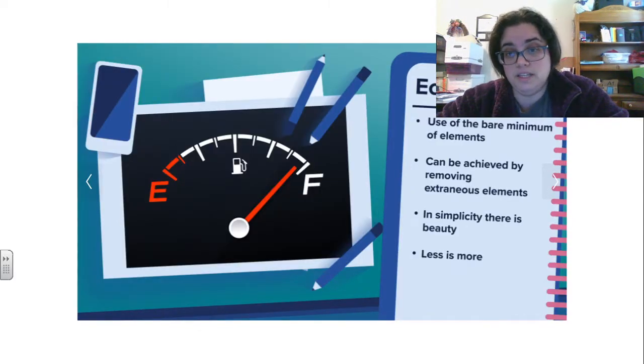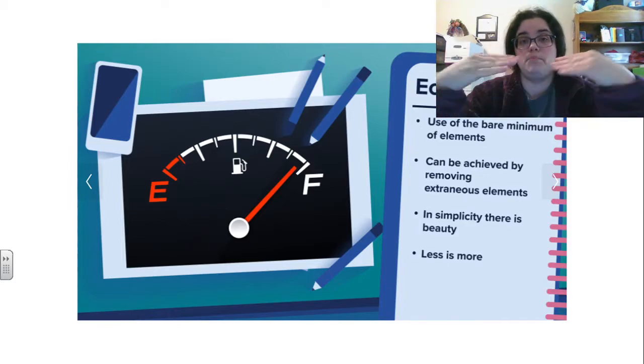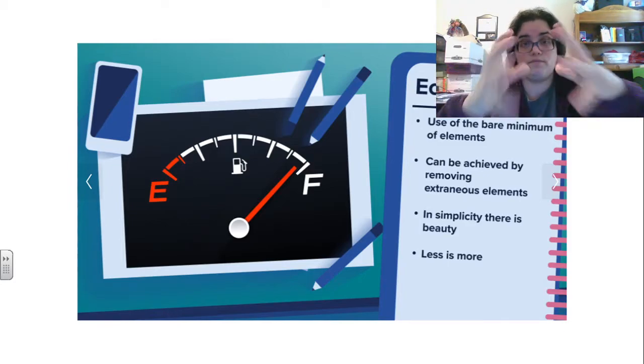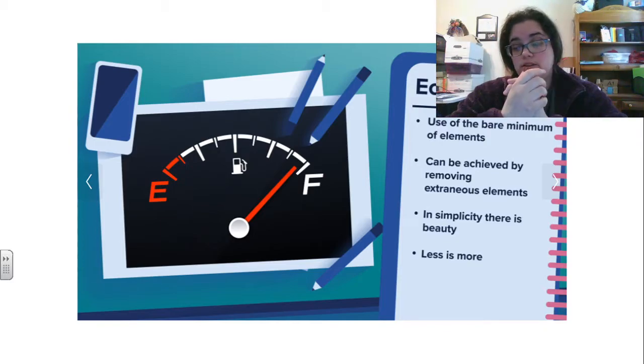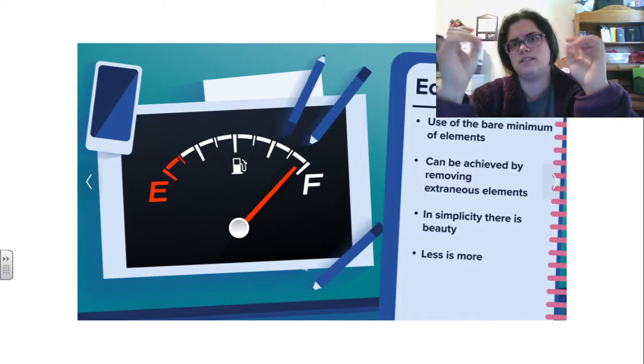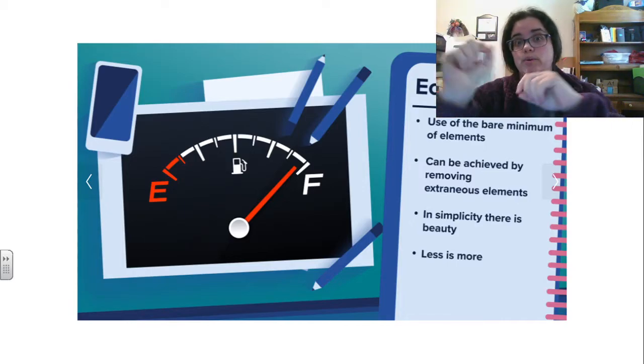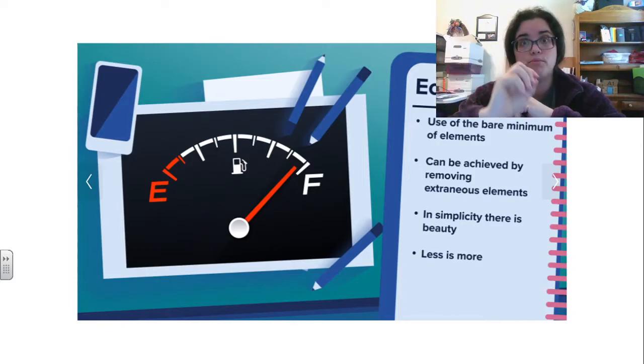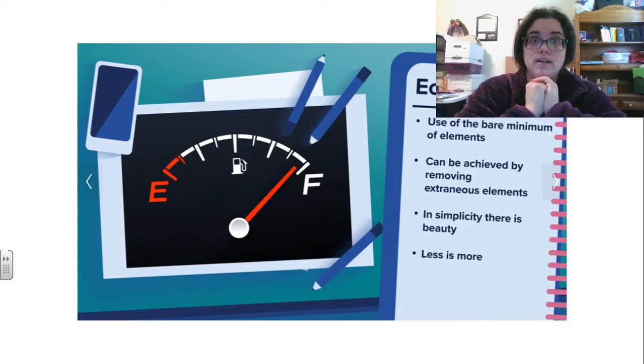Economy means you're using a minimum of elements. You're not throwing everything at it at the same time, or extra stuff you don't need for no reason. You can achieve this by removing things that are extraneous, things that don't add but might take away, confuse someone, or distract from the point of your piece. In simplicity, there is beauty, and less is more.